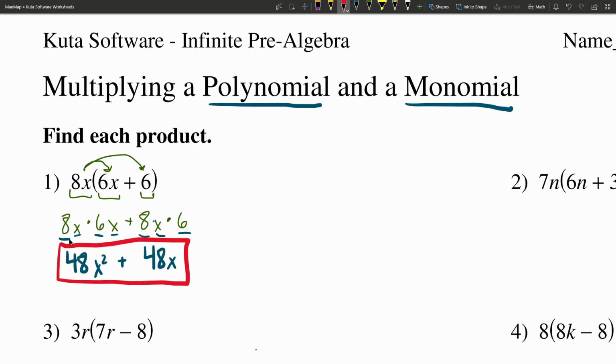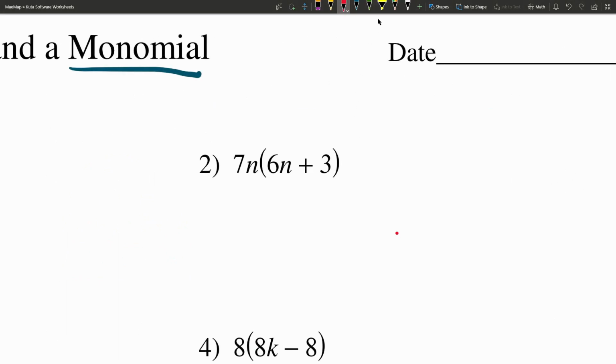So let's continue on to number 2, talking through this again. In number 2, we have our monomial, our single term of 7n, and that's multiplied to 6n plus 3. Because it's multiplied to that polynomial, where there are terms in those parentheses, we're going to have to distribute the 7n. So we're going to do 7n times 6n plus 7n times 3. So writing that out, we'll have 7n times 6n plus 7n times 3.